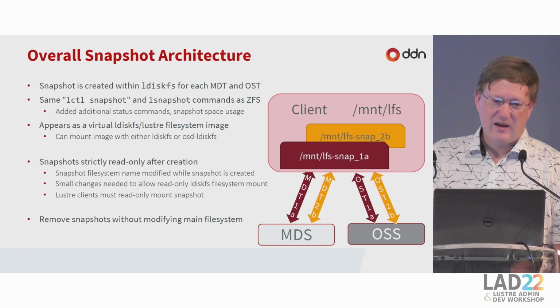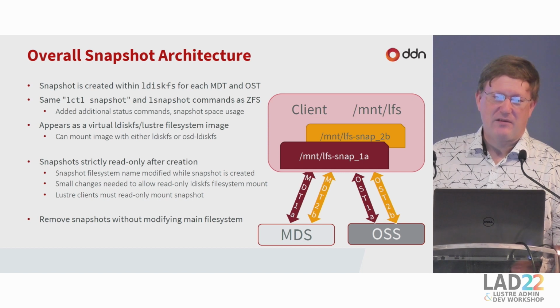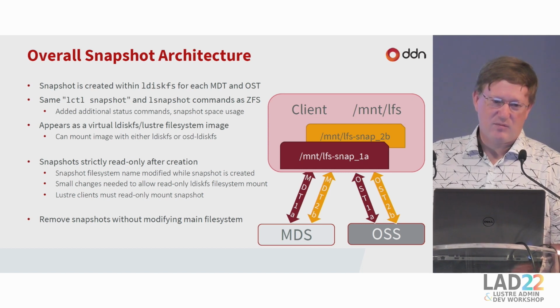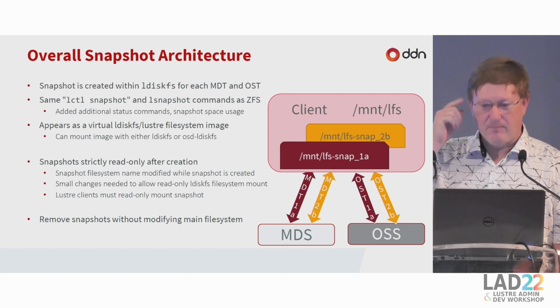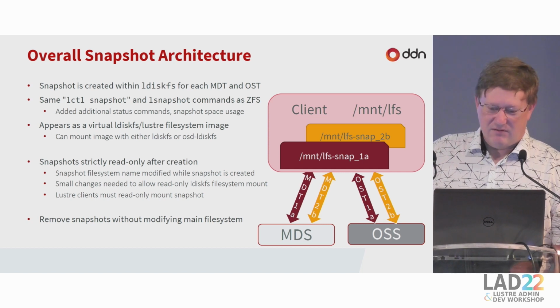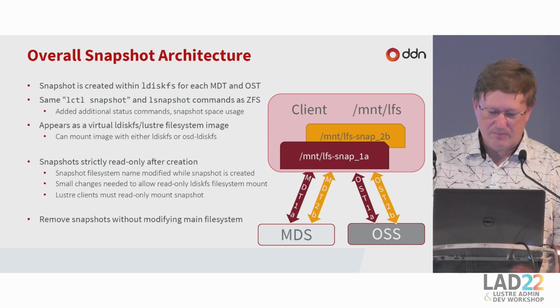Lustre itself, because it's an aggregation of independent file systems, can already handle the fact that there might be some inconsistencies between the MDTs and the OSTs and things like that. So the snapshots are not taken essentially atomically, and we just run them asynchronously in the background.